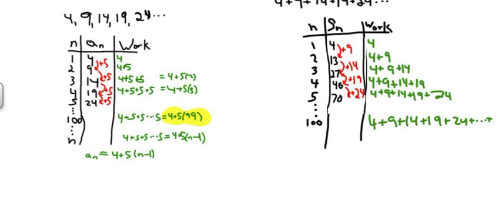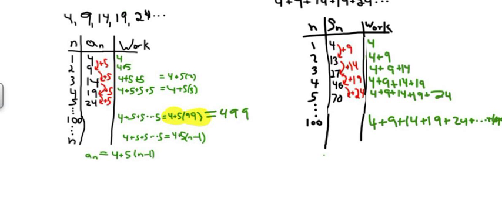So we need to add up 4 plus 9 plus 14, etc., all the way up to the last term. But what's the last term? It's the 100th term, which we found before was 4 plus 5 times 99. If we do the math, 5 times 100 would be 500, but this is 5 less than that, but then we add 4, so we get 499. So the last term that is included in our series here is 499. That's a little squishy, so I'll rewrite it.